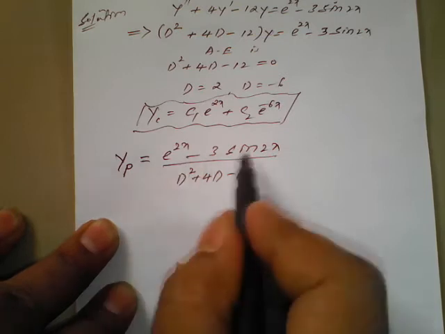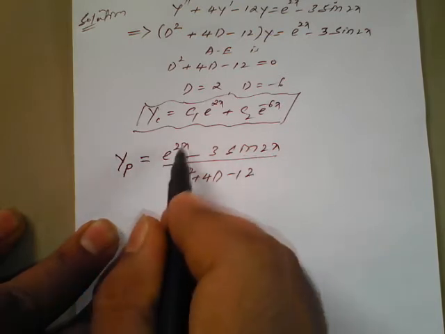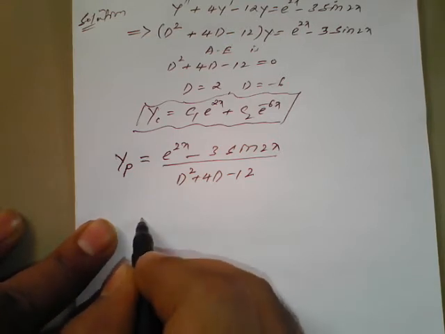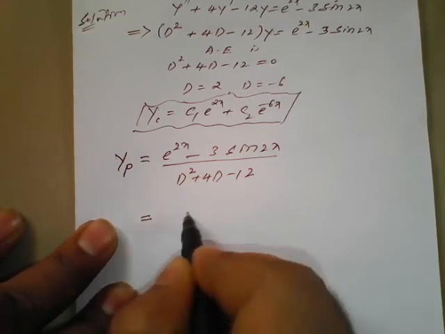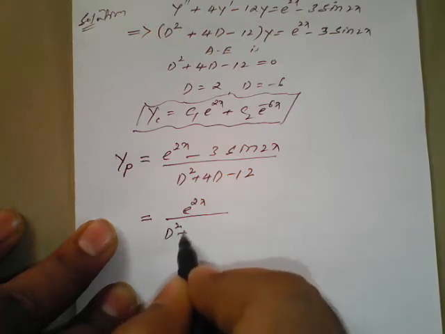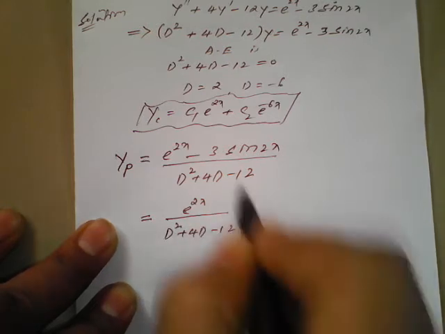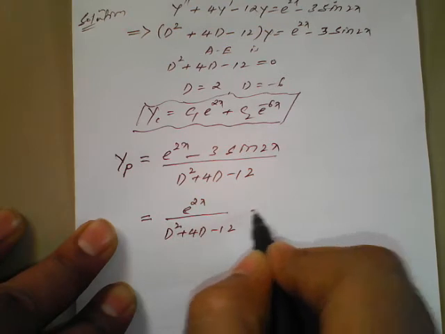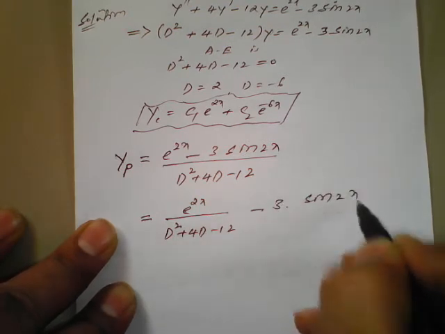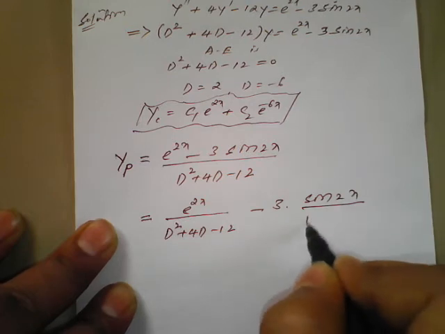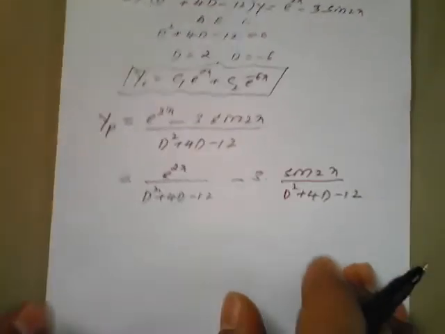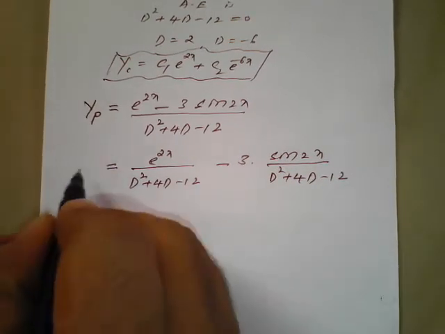We have two terms in the numerator, e raised to 2x and 3 times sine 2x. We'll separate it. This can be written as e raised to 2x divided by d square plus 4d minus 12, minus 3, a constant, times sine of 2x divided by d square plus 4d minus 12. Fine. So this is our yp.